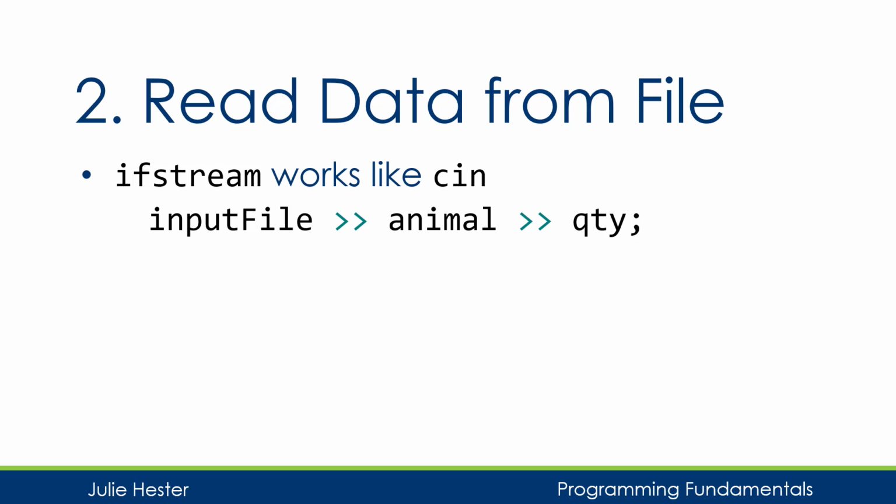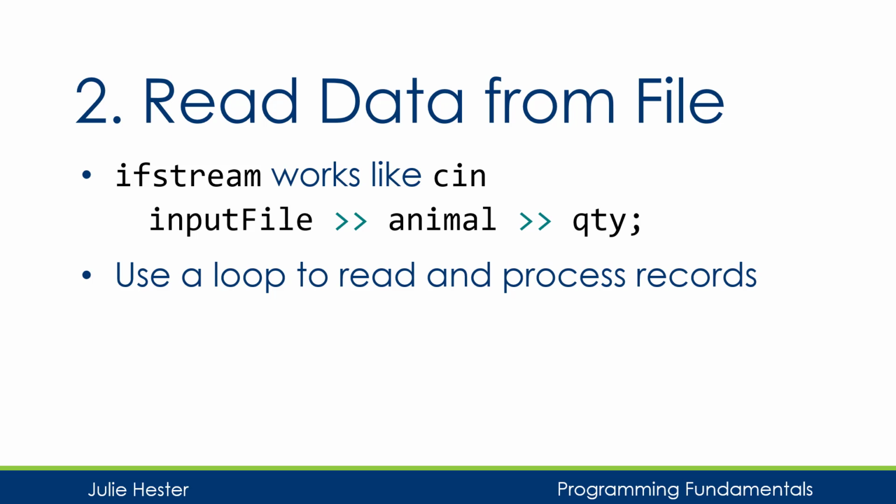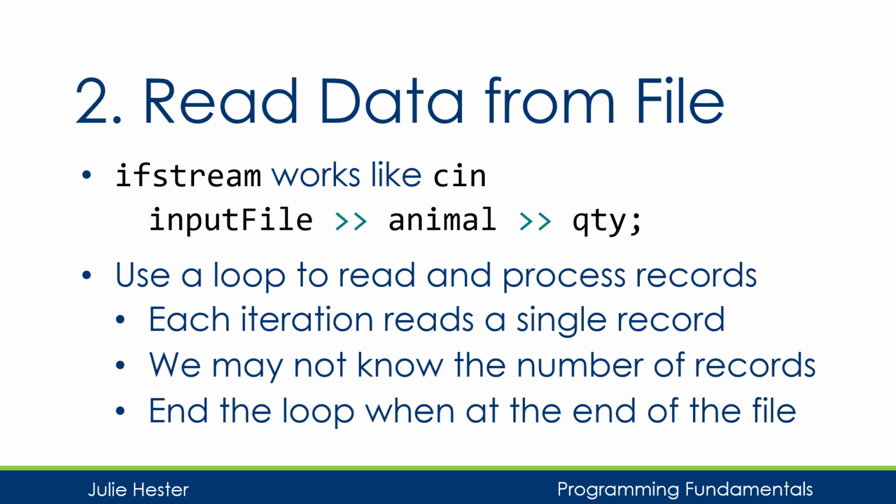Now that we have opened the file, we can read data from the file. And ifstream is going to work just like cin. I'm going to use the name of my variable followed by the extraction operator for each field on the record. So I'm reading first animal and then quantity. I'll use a loop to read and process each record. Each iteration of my loop will read a single record, and since we may not know the number of records in the file, we're going to end the loop when we get to the end of the file.